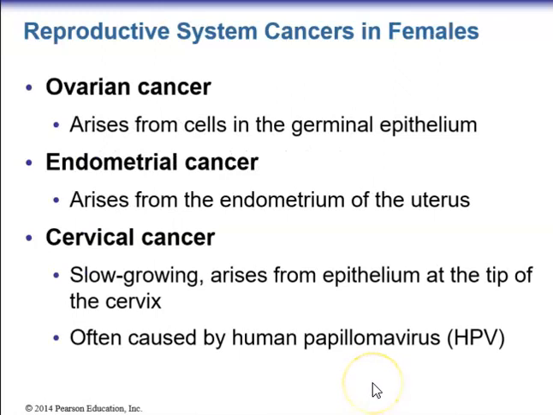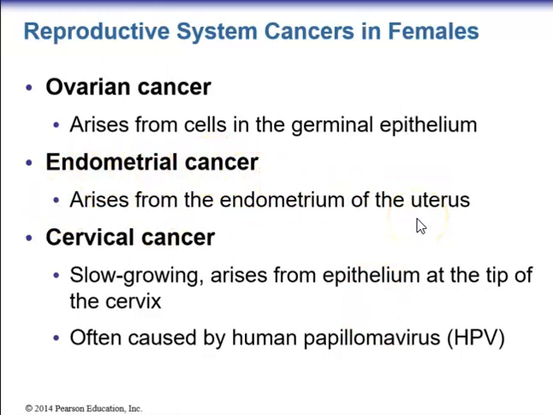Other cancers, reproductive system cancers in females. Ovarian cancer arises from cells in the germinal epithelium. Ovarian cancer actually does not have a very good prognosis, and can be quite insidious. Endometrial cancer arises from the endometrium of the uterus.